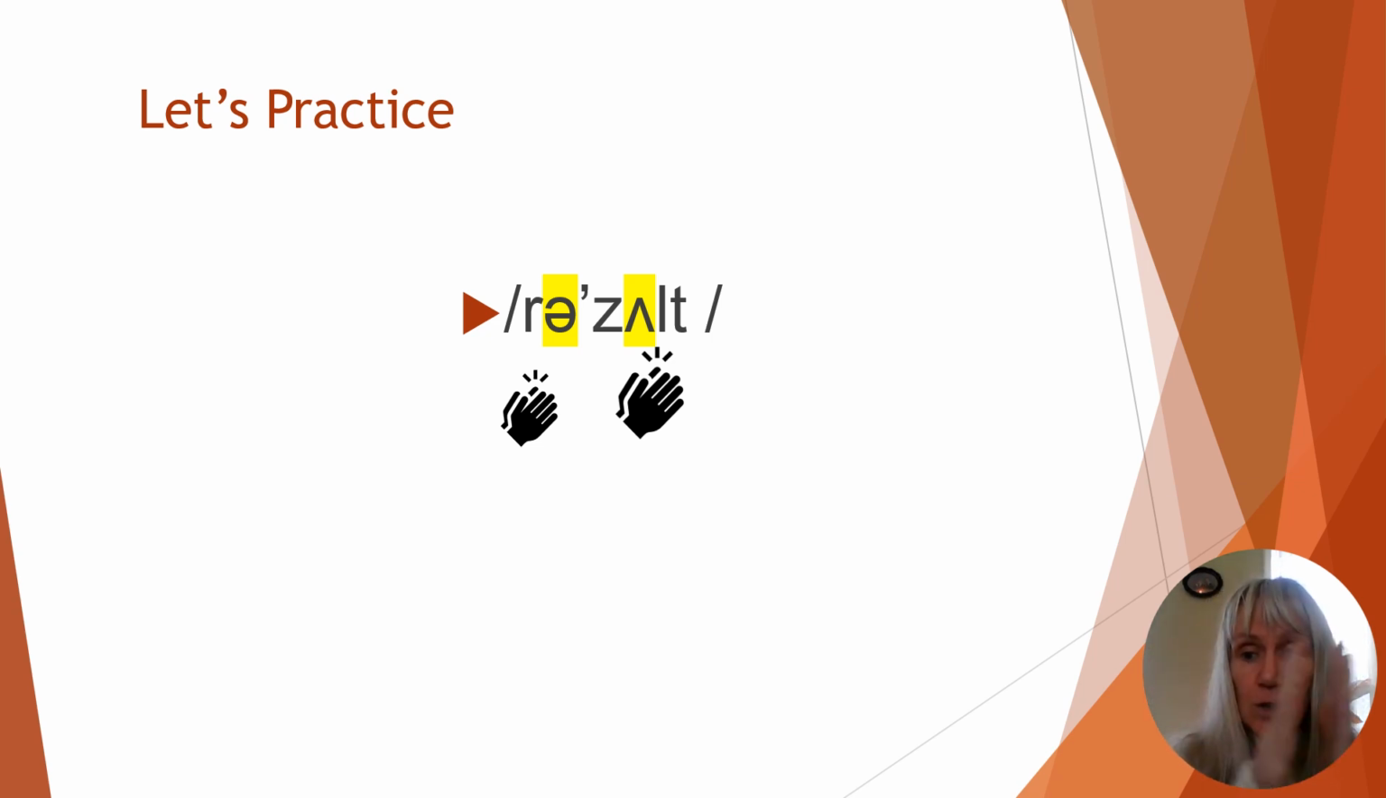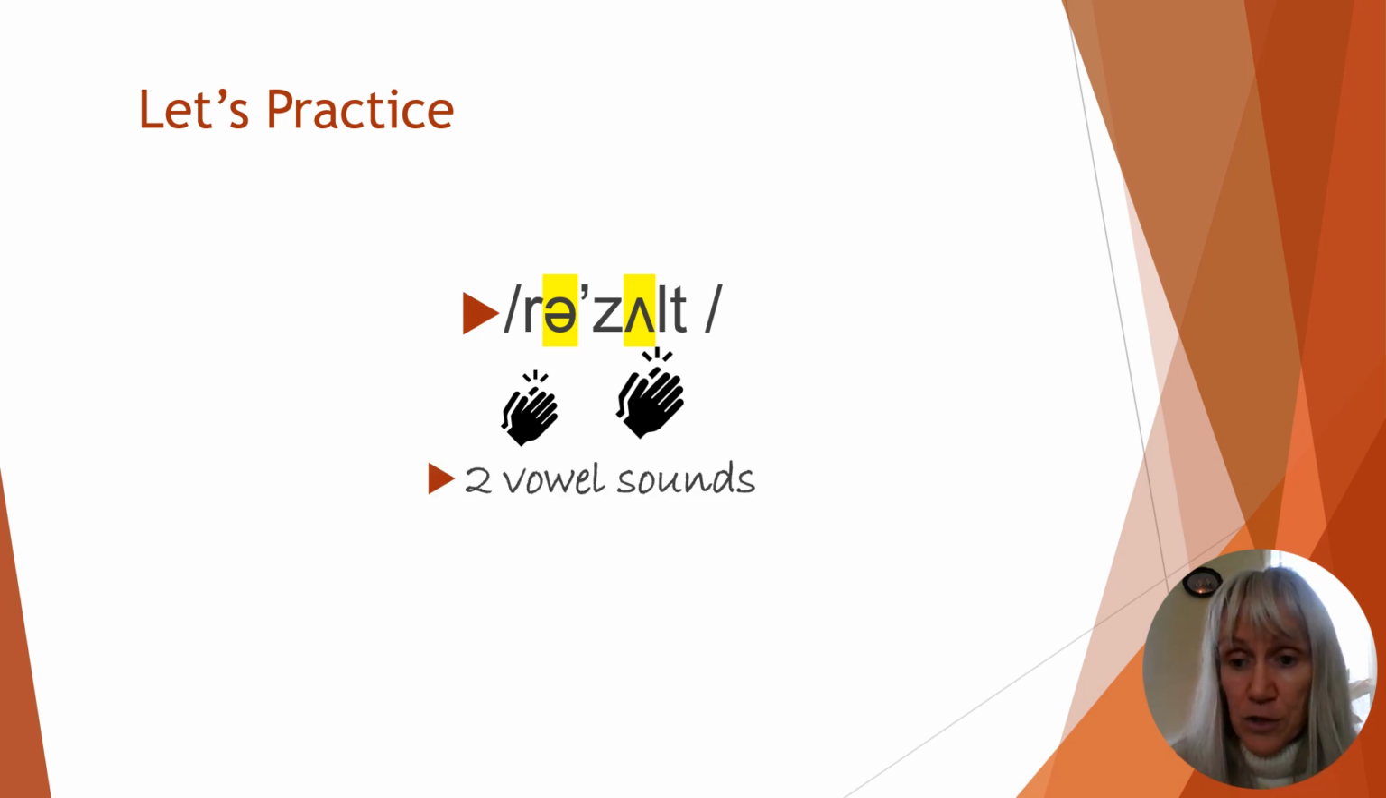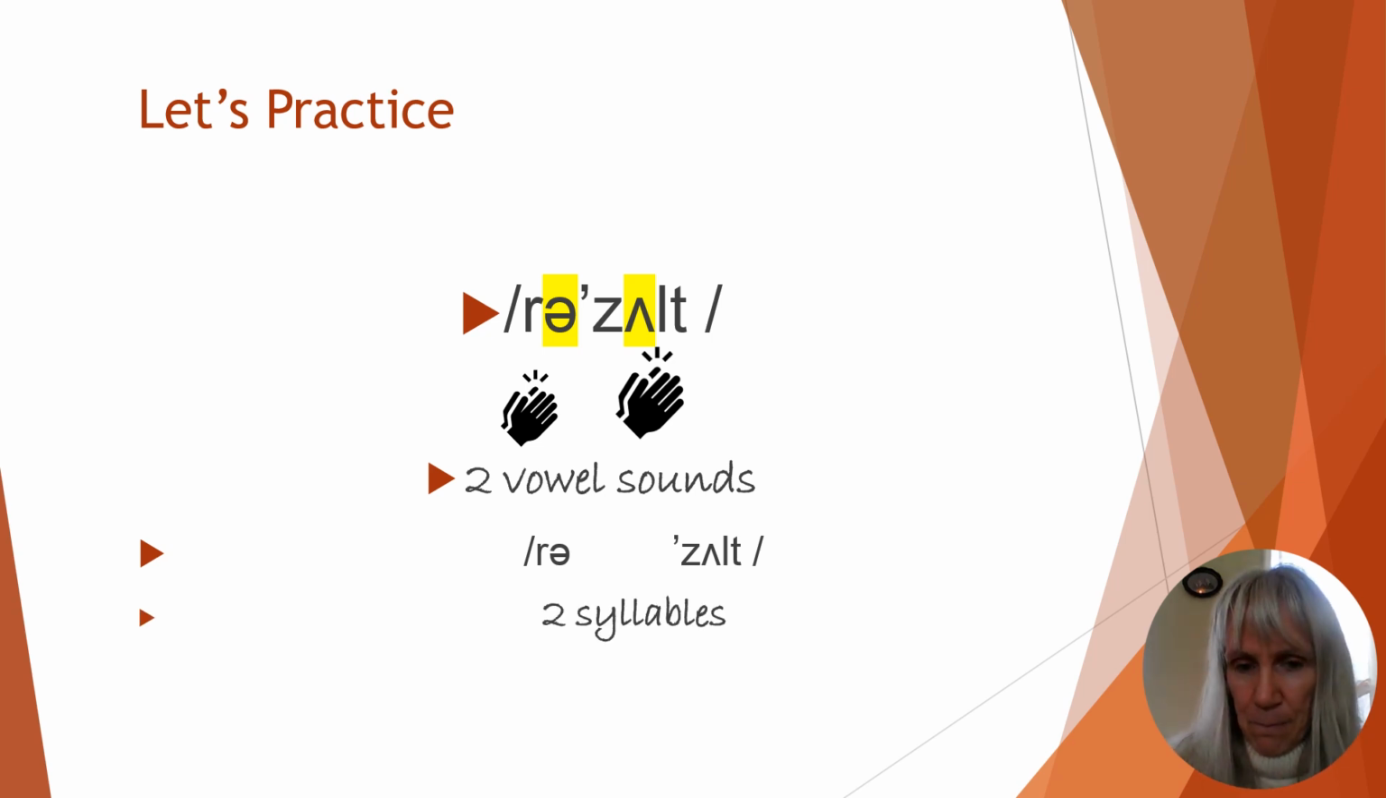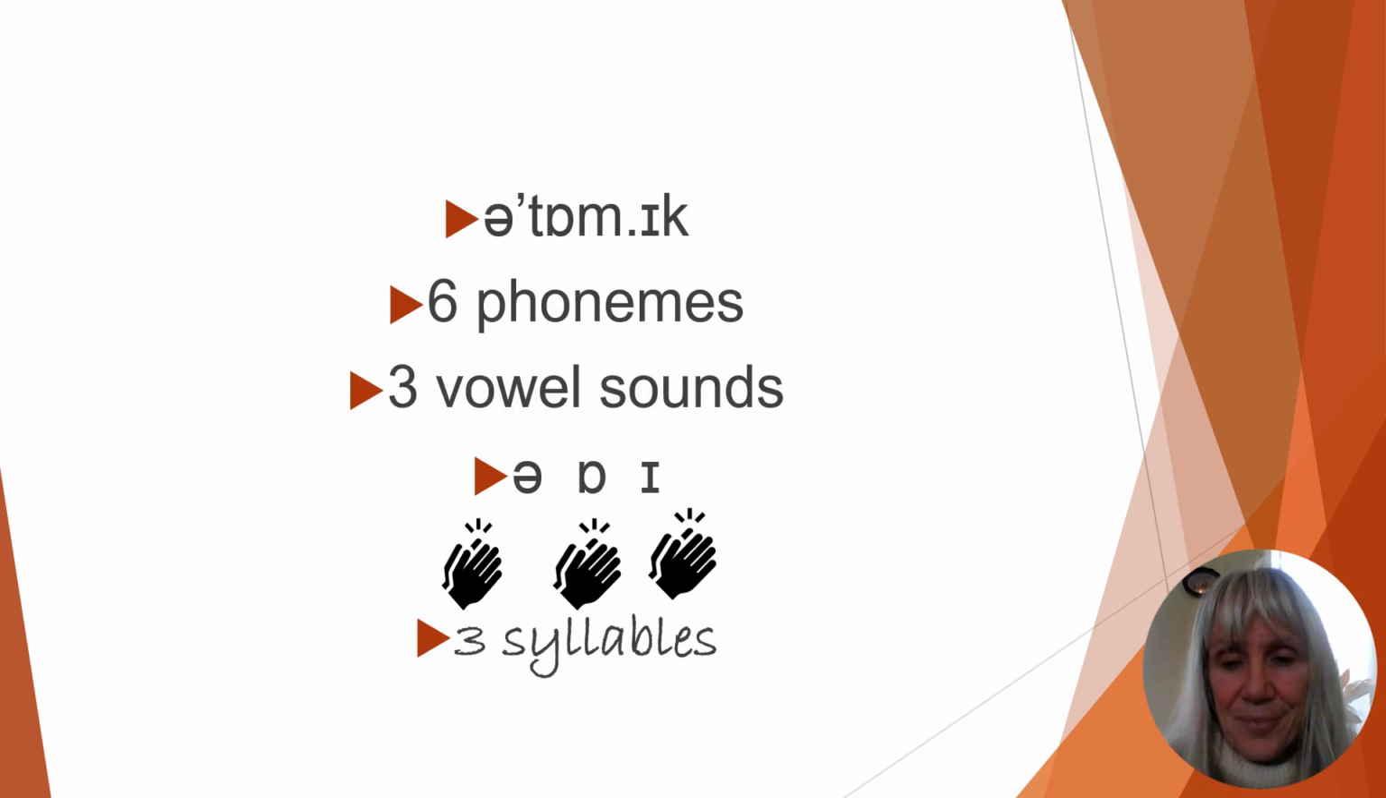Two claps. Because there's 2 vowel sounds, and that's what it would look like. We make that split there. 2 syllables. So we're going to move on to another word.